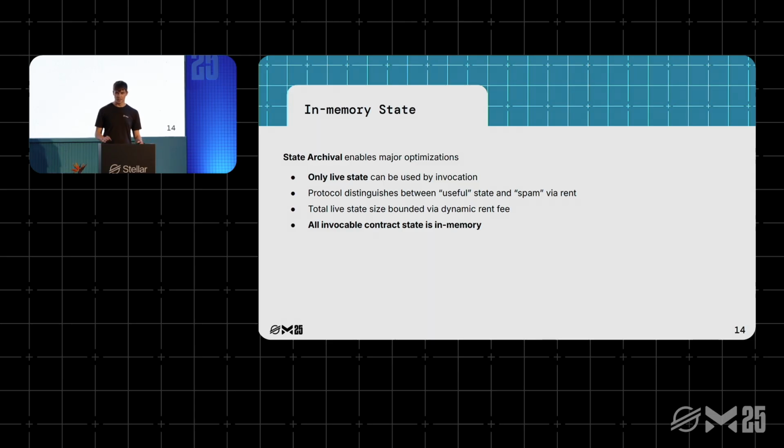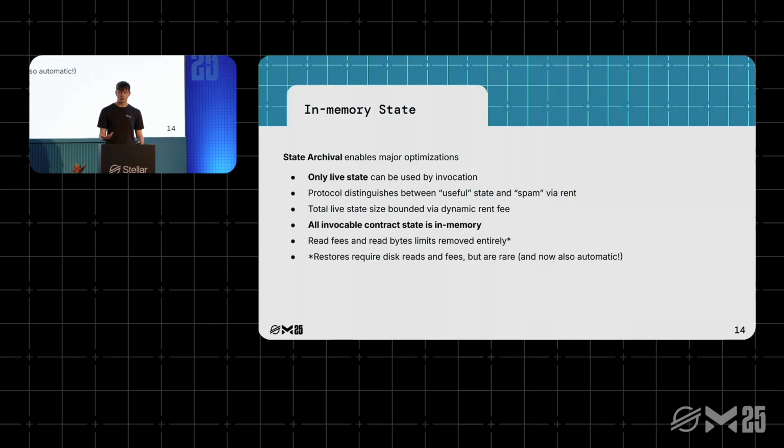Now, all live state is in memory, which means that smart contract invocations no longer require disk reads in most cases. This allows us to completely remove read fees and read limits because in-memory access is just so much cheaper than disk access. So not only can you do more, but you also get charged less for it. Now, there is an asterisk here, and so there are a couple of cases where we still need disk reads. First off, restores require disk reads because those are actually still going to disk to get the archived information and bringing it into memory. However, these are relatively rare, and in Protocol 23, they're also automatic thanks to auto restore, so they're a whole lot easier to deal with.